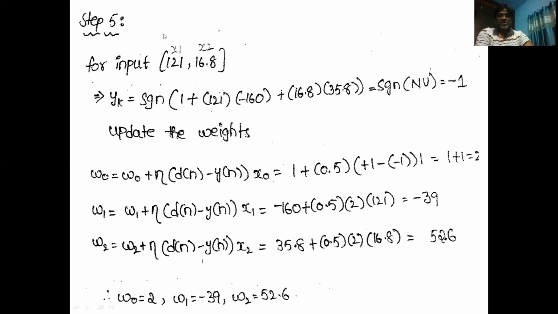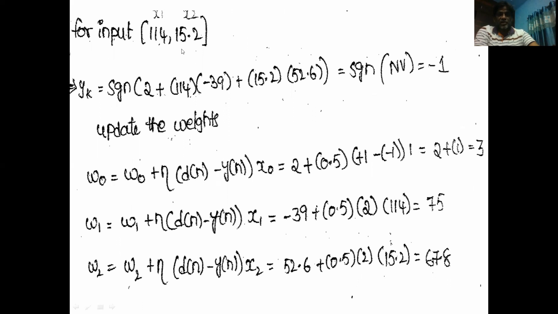We need to consider the next iteration also, since weights were updated in the previous iteration. Start again by considering the input vectors one by one. For 121 comma 16.8, it is still producing -1, so we require updation of weights. It is calculated as 2, minus 39, 52.6. For 114 comma 15.2, it is also still producing wrongly. It is -1, but our desired response is +1 for the first class of fruit. We need updation of weights. This will give us 3, 75, and 67.8.